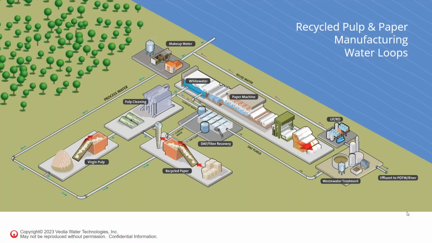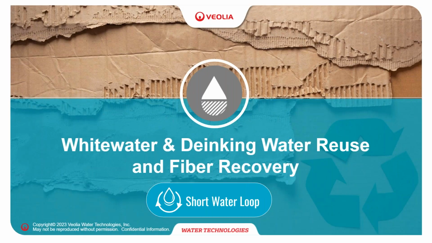This slide shows a simplified snapshot of the water cycle inside a typical recycled paper mill. Water plays a critical role in solubilizing the recycled paper into pulp and then cleaning and conveying the pulp to the paper machine. We will now look at short water loop recycling inside a mill, and I'll now hand it over to my colleague Joseph.